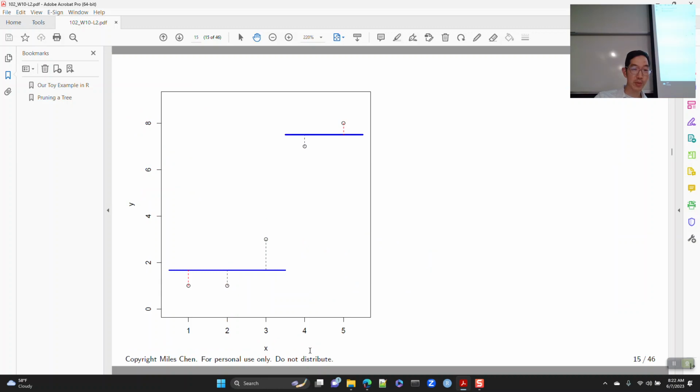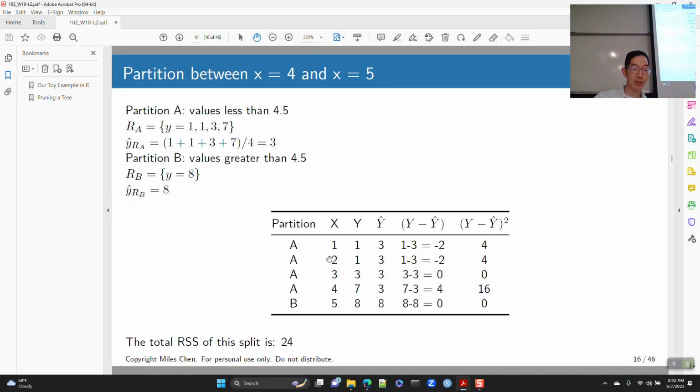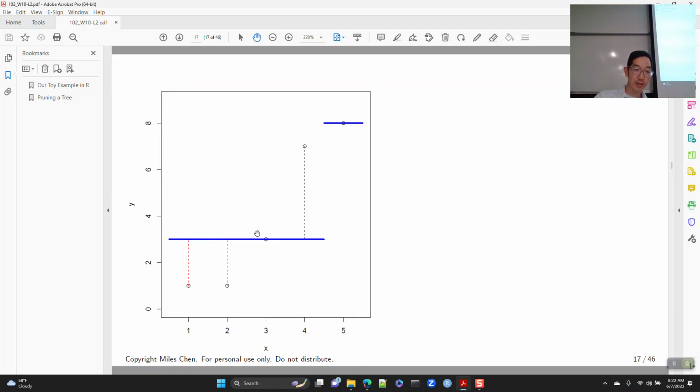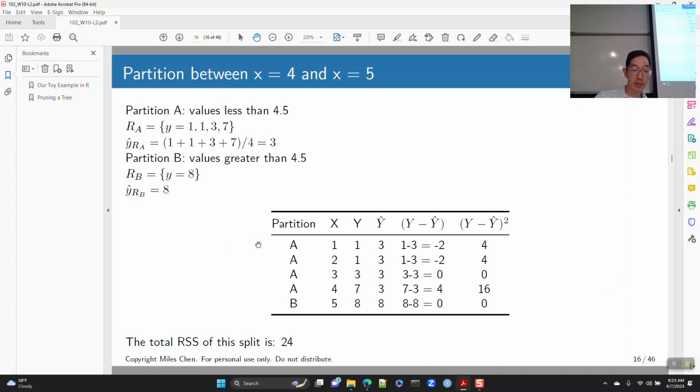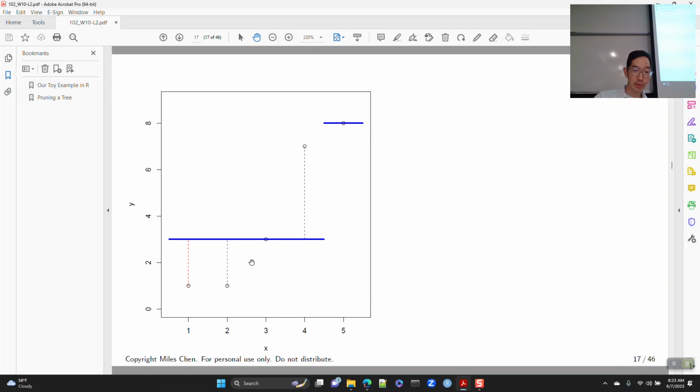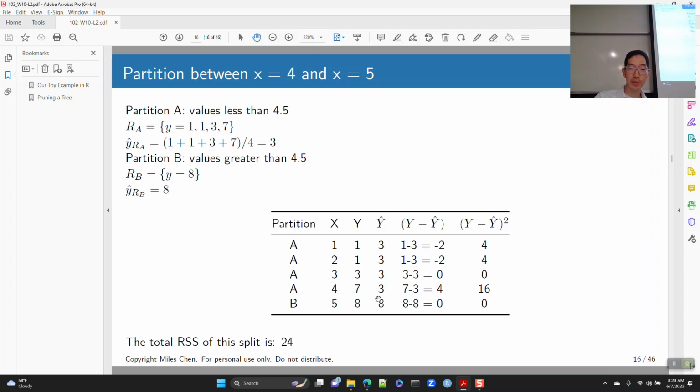And then we'll consider one more split, and we'll say, okay, now we're going to put the split between 4 and 5 on x. And so our predicted value here is 3. And so we have residuals of 2 and a residual of 4 here, and then no residual there. And then when you square all of those things, you get an RSS of 24.